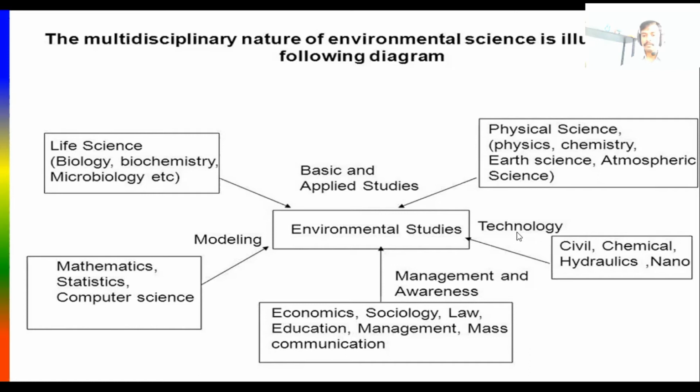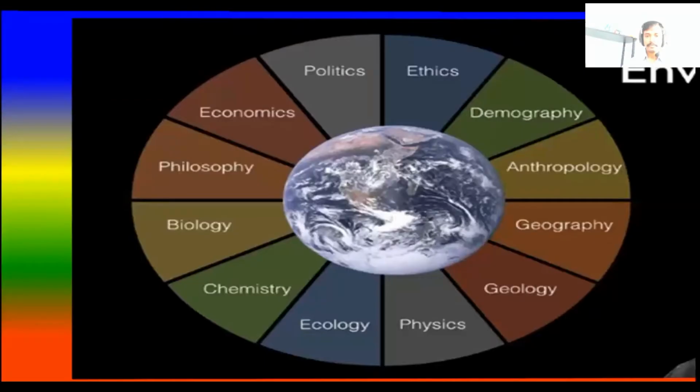Then technology including civil, chemical, hydraulics, nanotechnology. Nanotechnology means study of atoms. Then management and awareness. So, management studies including economics, sociology, law, education, management studies, mass communication, etc. So, these are other examples of the multidisciplinary nature of environmental studies and science.